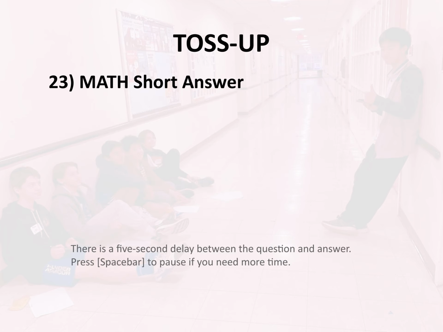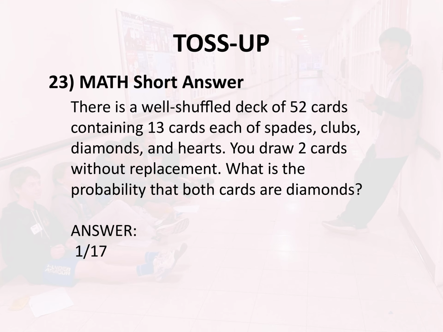Toss-up. 23. Math. Short answer. There is a well-shuffled deck of 52 cards containing 13 cards each of spades, clubs, diamonds, and hearts. You draw 2 cards without replacement. What is the probability that both cards are diamonds? Answer: 1/17.